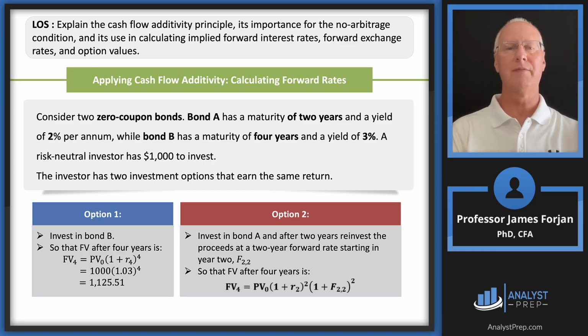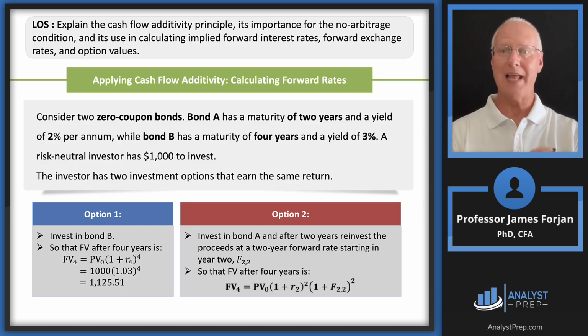All right, so we have 2 choices here down at the bottom. We have option 1 on the left and option 2 on the right. So what could we do? We could invest in Bond B. And what do we know? We're going to get 3% every year for 4 years. So what's our future value? Well, that's a super simple calculation down there: 1125.51.